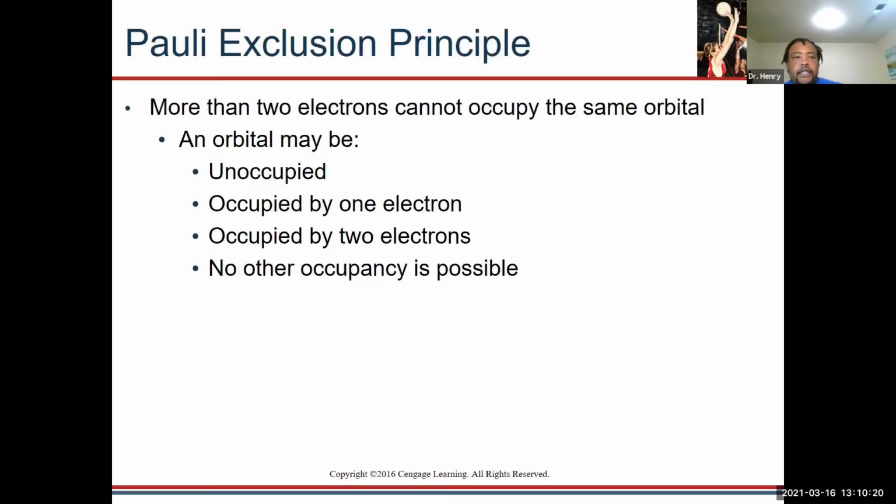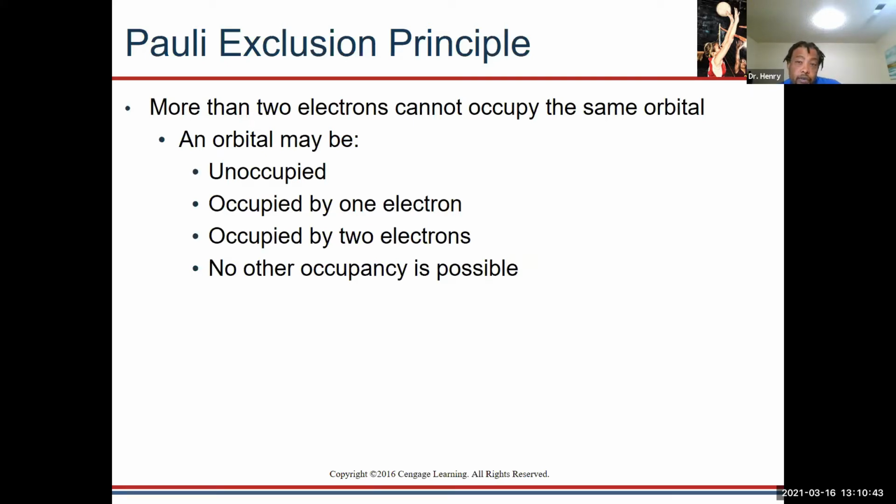So one of those things is the Pauli exclusion principle. Pauli was a scientist, and he basically said that an orbital can be either unoccupied, meaning there are no electrons in it, there could be one electron in it, or there could be two electrons in it. But there can't be more than two electrons in each of the orbitals. So each orbital can only hold two electrons.